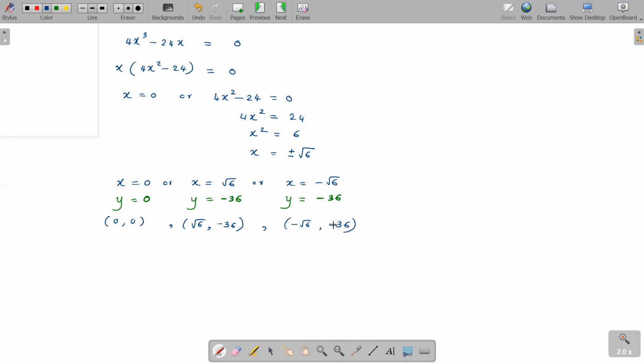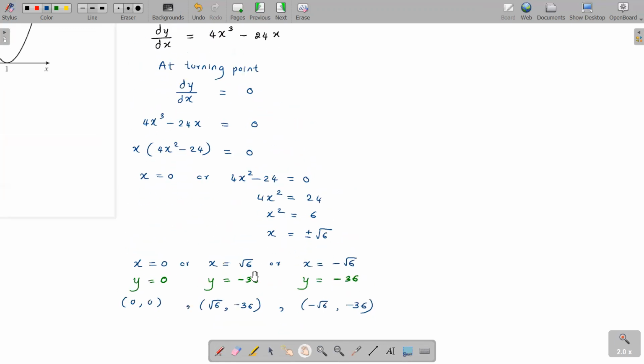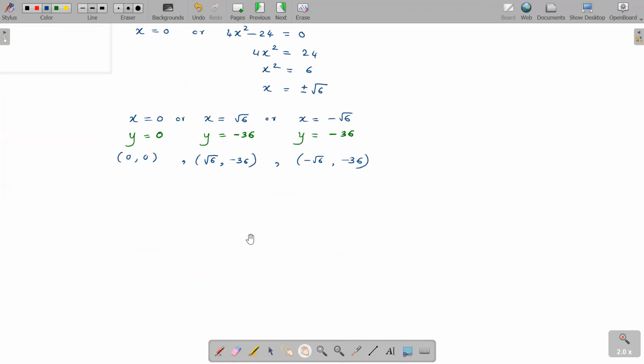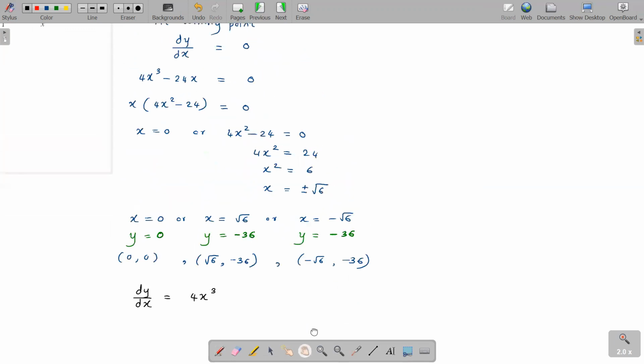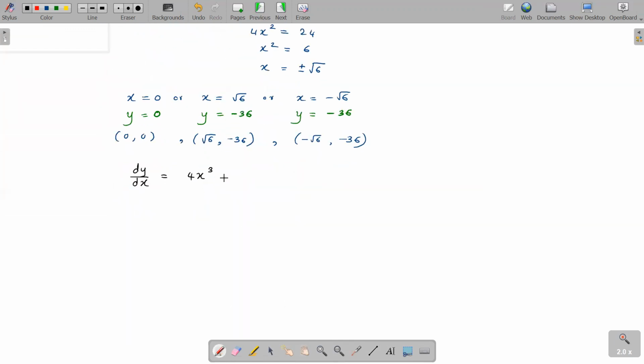Okay, now what you have to do? You have to determine whether each point is a maximum, minimum, or a point of inflection. Okay, how do we do that? Let's get the second derivative. dy by dx is 4x cubed minus 24x, right?